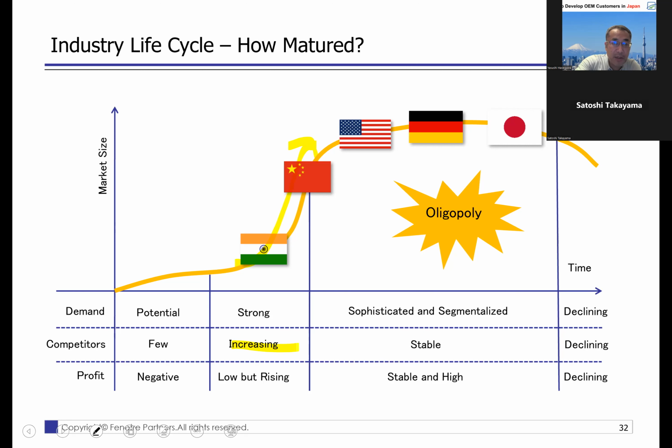At the growth stage, demand is strong. That's why there are opportunities to supply. Many new market entrants are rushing to such growing markets. Actually, Japan was at that growing stage in the 1970s, 80s, and 90s.